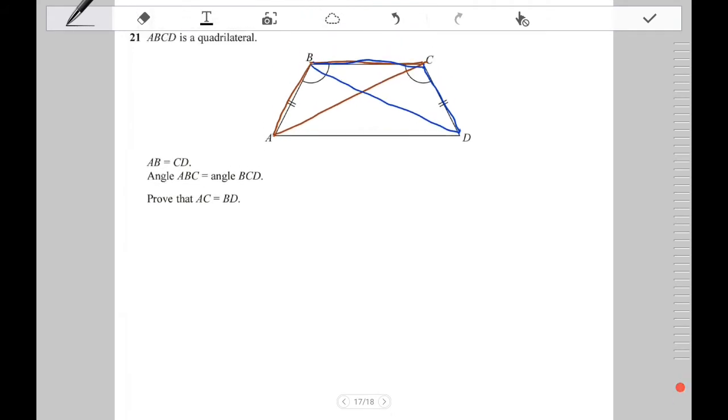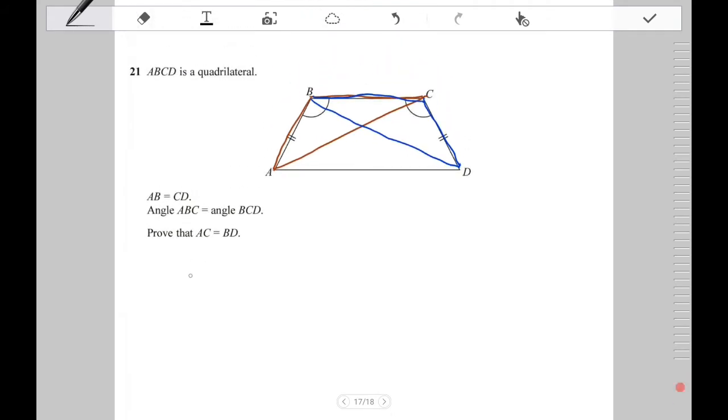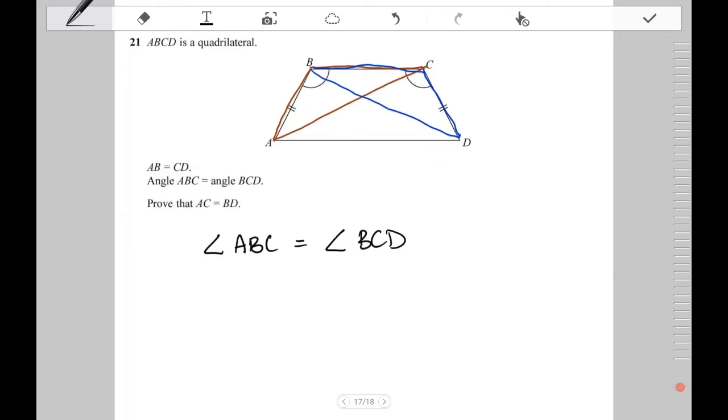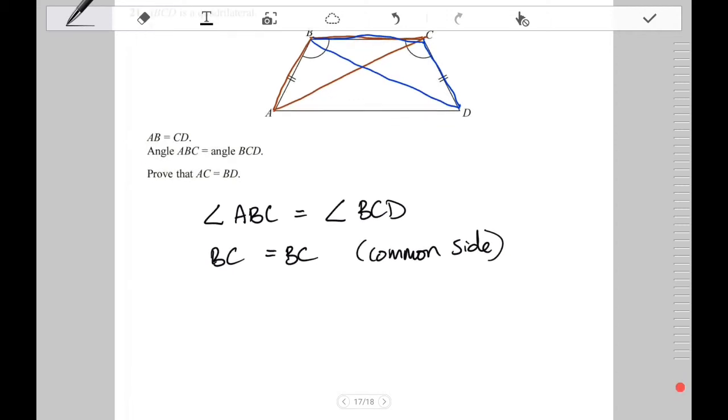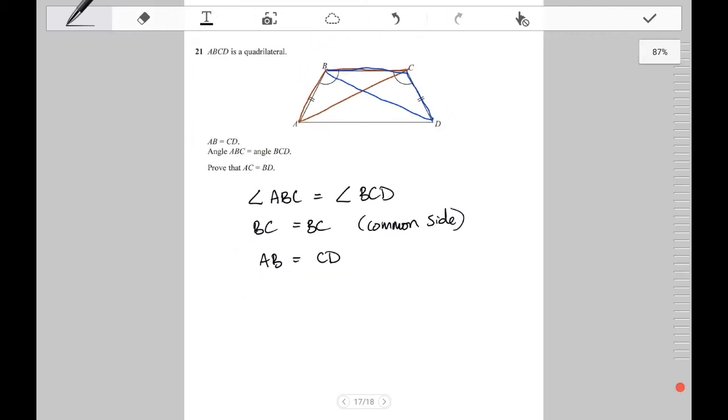This is a 4-marker. Okay, so you know that angle, there's many ways of denoting it, but what you can say is angle ABC equals angle BCD. You know that BC is common for both. So you say BC equals BC, so it's a common side. Both triangles basically share this side. And again, AB equals CD.